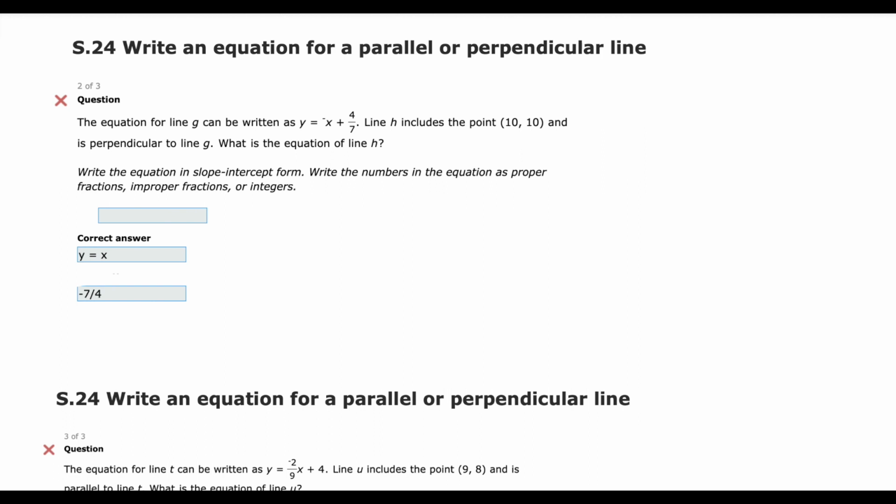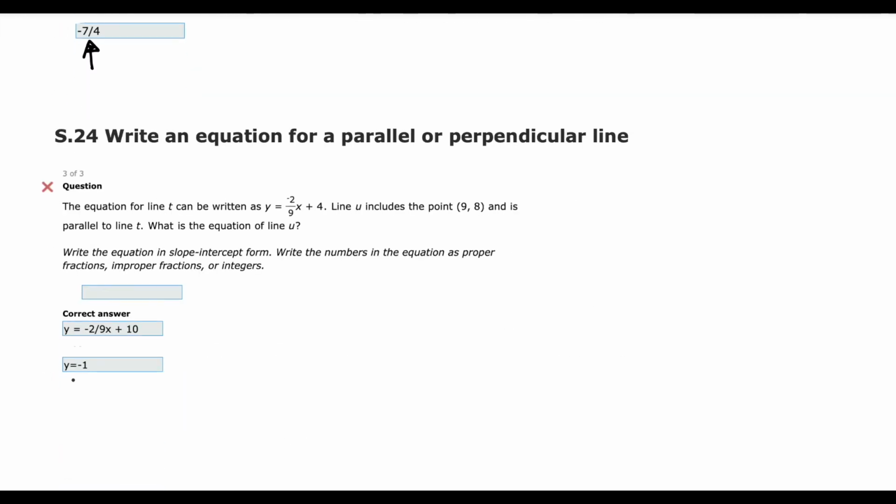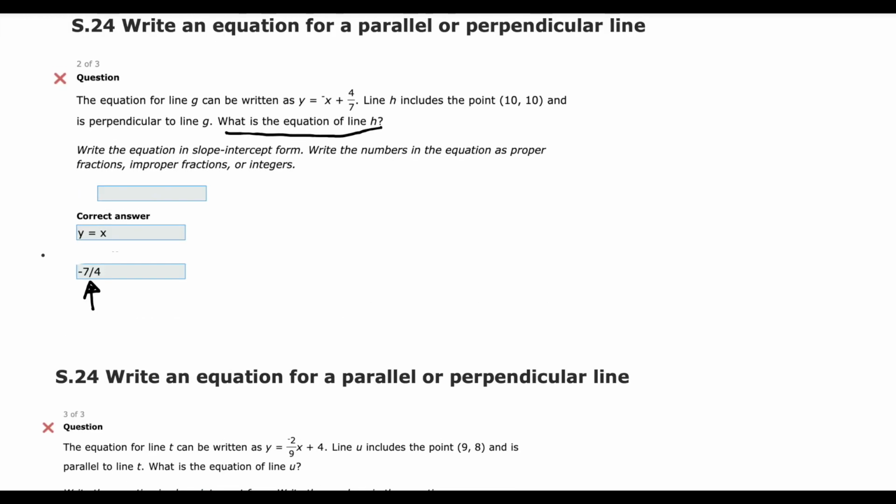Okay, so it says, what is the equation of line H? But you put a value here. And I think you should do that over here too. Well, here at least you put an equation. But here it doesn't make any sense because equations should have equal signs and stuff.